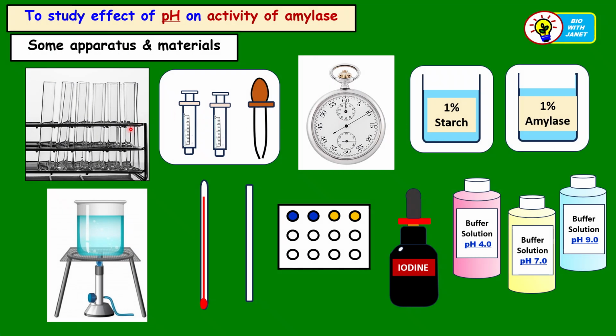Here are some of the apparatus and materials used. The rack with test tubes in it, the syringes and the dropper, and the stopwatch. Here is your water bath with the beaker, wire gauze, Bunsen burner, tripod stand, and thermometer, and then a glass rod to stir the mixture of the starch and amylase. And then a white tile where you put in the iodine drops. For solutions you need iodine, 1% starch, 1% amylase, and the buffer solutions of pH 4, 7, and 9.